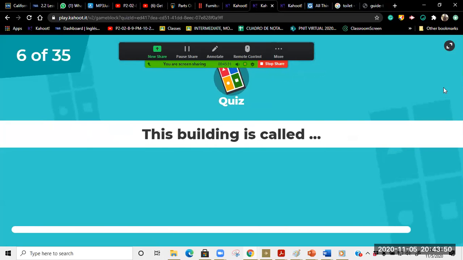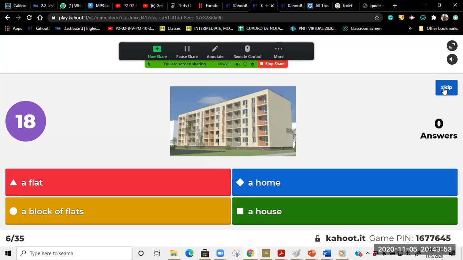This building is called a flat, a block of flats, a home, or a house. Lo vimos en el vocabulario de los apartments. Se los enseñé una foto.